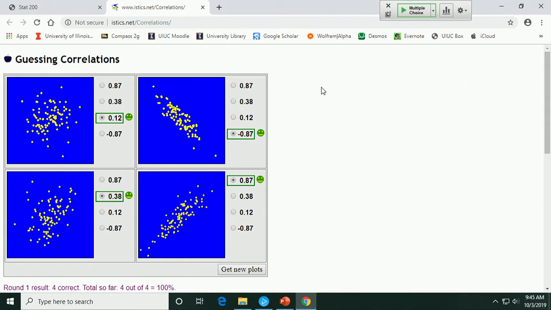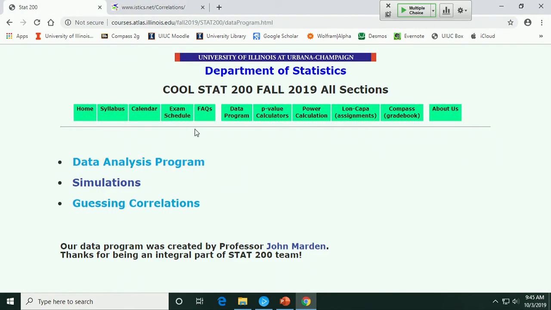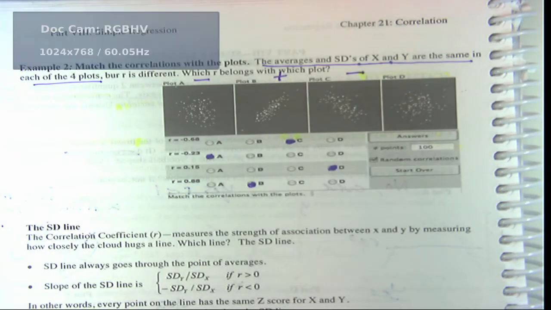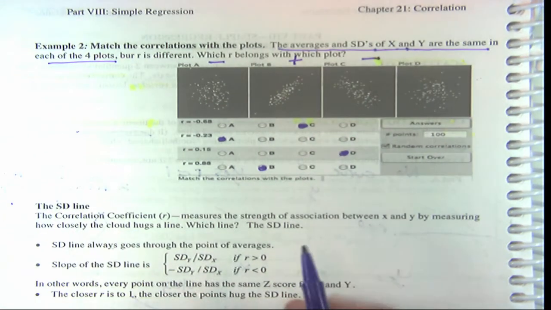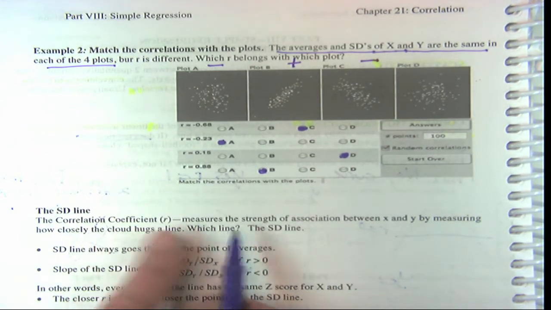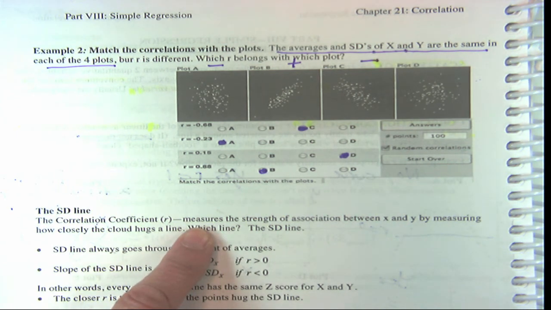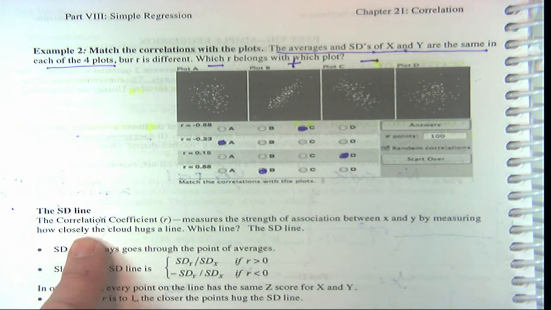You just go to, right here to the data, click on the data program, and click on guessing correlations. All right, so let's go back to the document camera and move on. Okay, so now the question is, correlation coefficient measures the strength of association between X and Y.